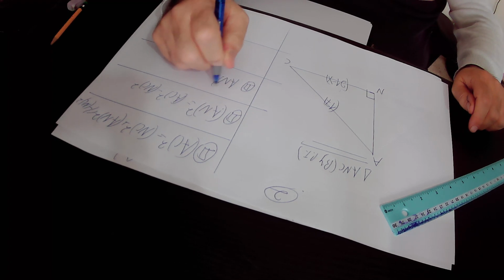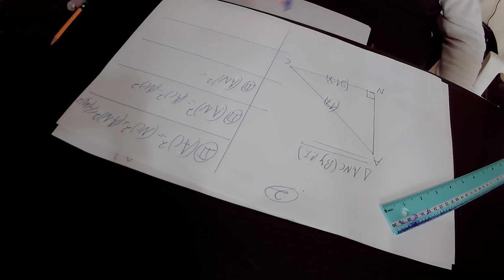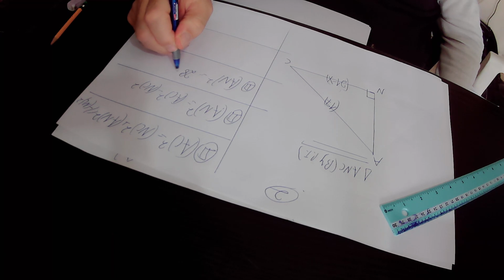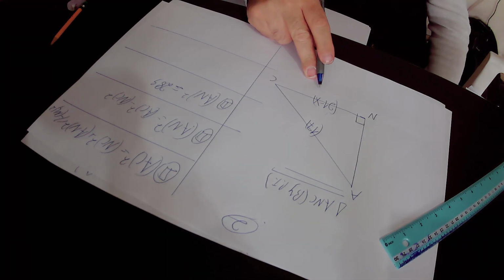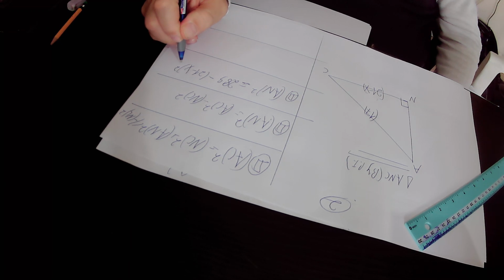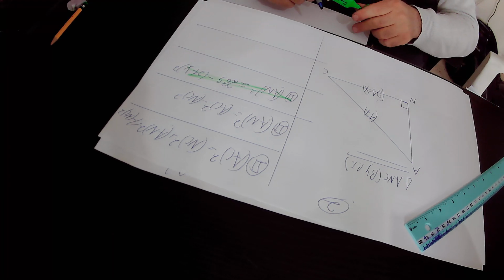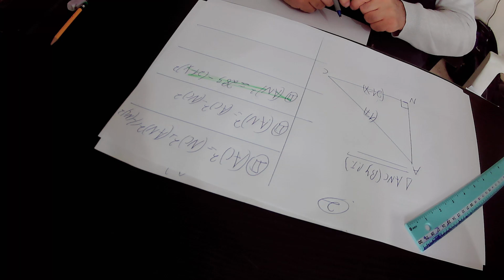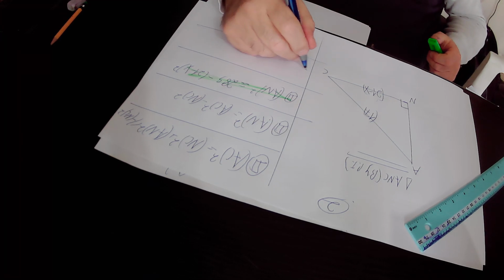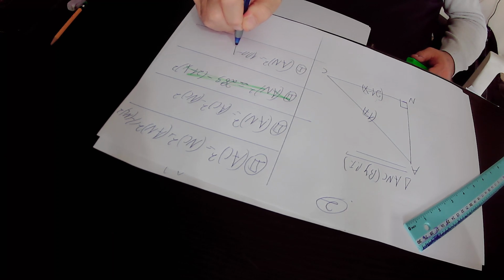So AN squared equals AC squared. AC is 17, therefore AC squared is 17 squared, which is 289, minus NC squared. NC is 21 minus x, therefore NC squared is (21 minus x) squared. So according to equation 2, AN squared equals 289 minus (21 minus x) squared. According to equation 1, we have already found that AN squared equals 100 minus x squared.